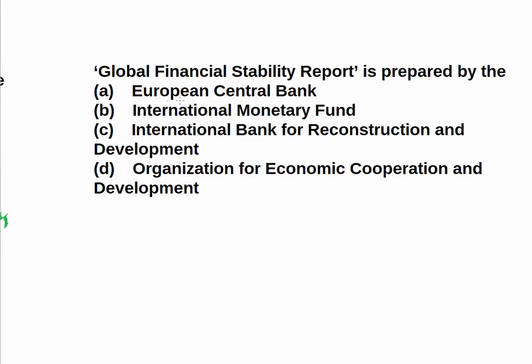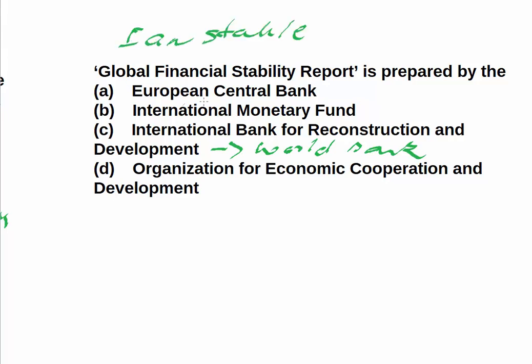Next question is, Global Financial Stability Report is prepared by the European Central Bank, International Monetary Fund, International Bank for Reconstruction and Development, or Organization for Economic Cooperation and Development. Now you can see that here the word World Bank is not used but IBRD, so do not get confused. IBRD is World Bank in general terms. In the trick we learned, I am stable. So from that, the Stability Report is published by the International Monetary Fund. Answer is B.